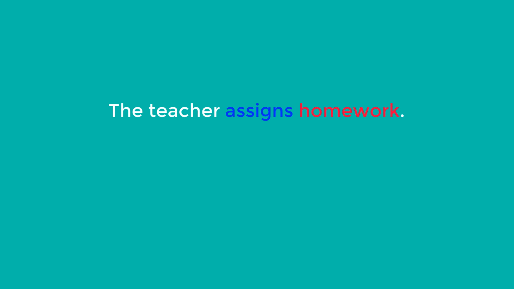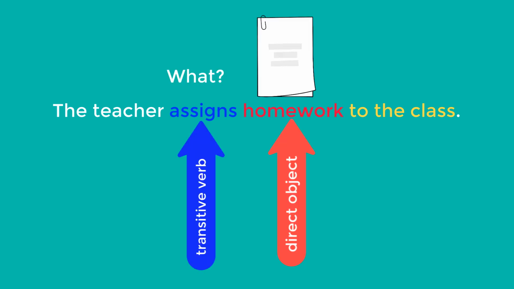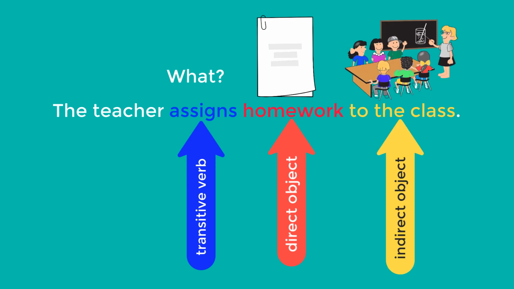Let's look at the next example. The teacher assigns homework. The teacher assigns homework to the class. If you follow the rules, you find the verb assigns what? Homework. Homework to whom or for whom? To the class. To the class is the indirect object. Remember that it is always possible to insert the preposition to or for before the indirect object without changing the meaning.